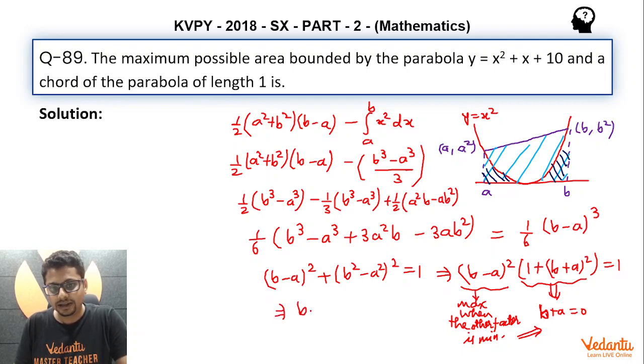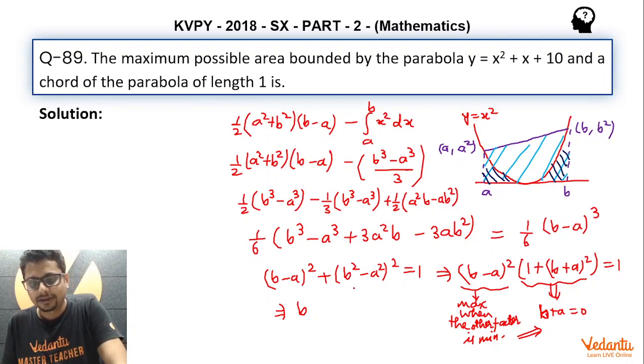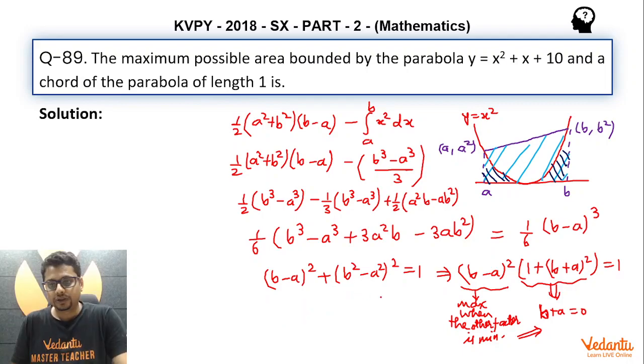So I think it's just fine. Hence you should be convinced that the maximum possible value of b minus a is 1. Hence, the maximum possible value of this area is 1 by 6 multiplied by 1, which is 1 by 6.